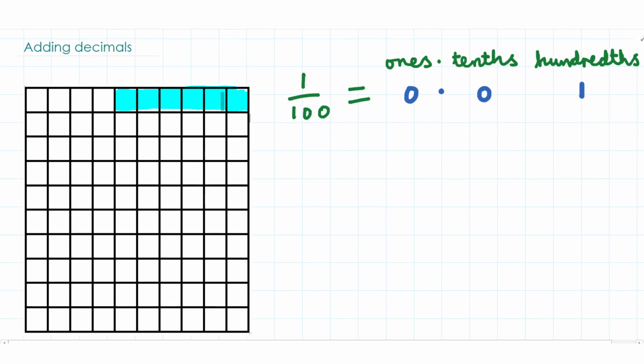Why don't we shade in some more? What fraction of the whole has been shaded now? Well, I've shaded in 6 out of 100, 6 hundredths. And how would you write that then as a decimal? 0.06, because we've got 6 hundredths, no tenths, no ones, and we're not forgetting the decimal point. Let's carry on. I'm going to shade in a bit more.